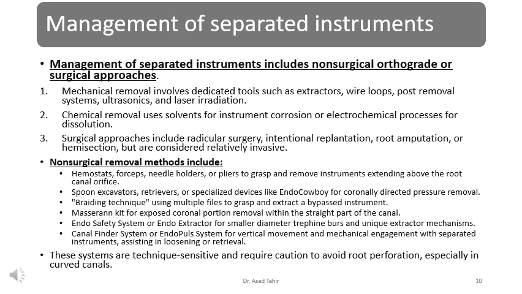The Endo Safety System or Endo Extractor is used for smaller diameter trephine burs and has unique extractor mechanisms. The Canal Finder System or EndoPulse System provides vertical movement and mechanical engagement with separated instruments, assisting in loosening or retrieval. These systems are technique sensitive and require caution to avoid root perforation, especially in curved canals.